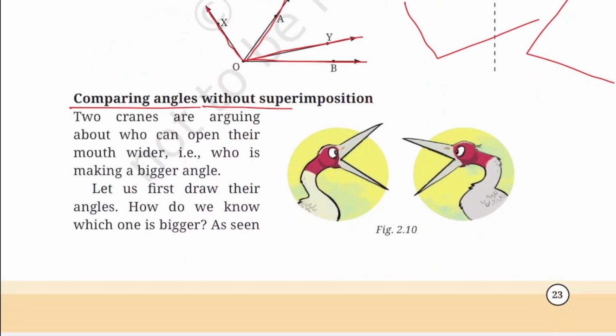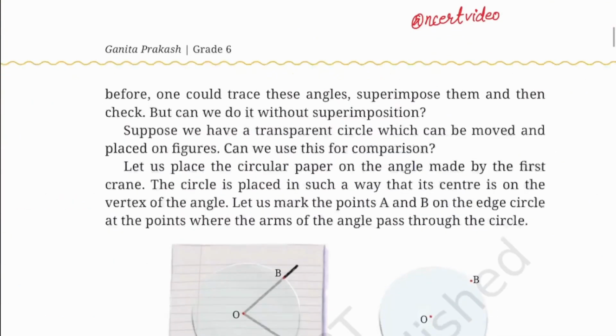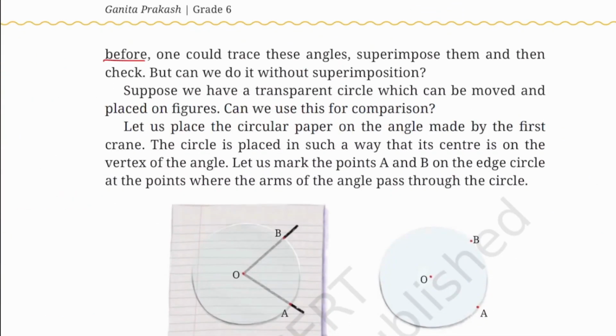Comparing angles without superimposition. Two cranes are arguing about who can open their mouth wider, that is, who is making a bigger angle. Let us first draw their angles. How do we know which one is bigger? As seen before, one could trace these angles, superimpose them and check. But can we do it without superimposition?